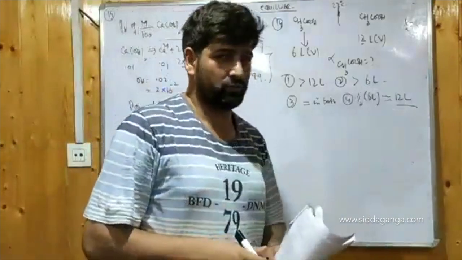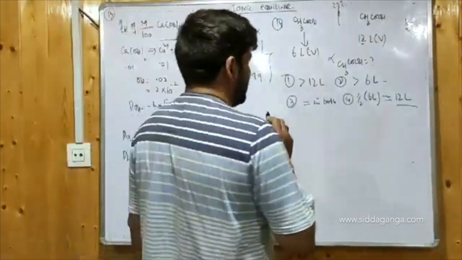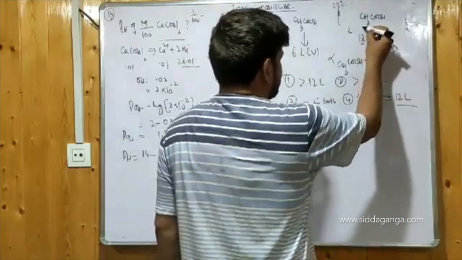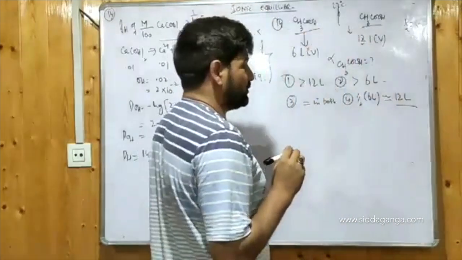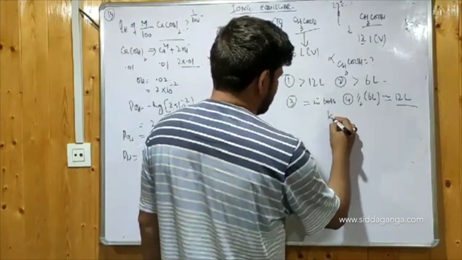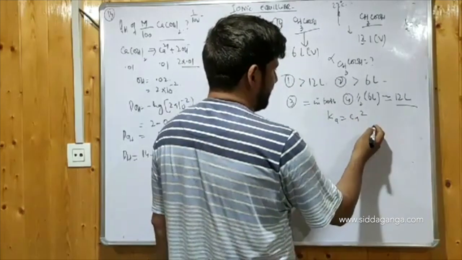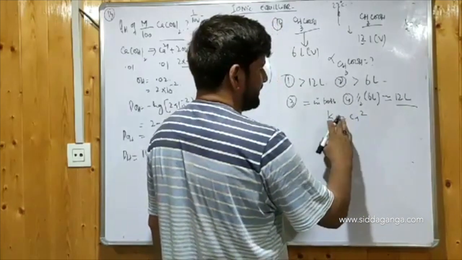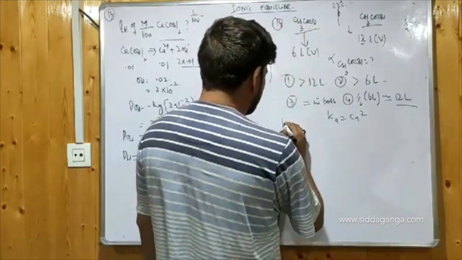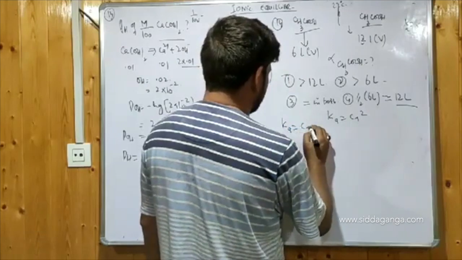So I am writing directly, quickly. Now children, naturally, this is a weak acid. What does Ostwald's dilution law tell us? Direct statement: Ka equals C alpha square divided by 1 minus alpha. Alpha with respect to 1 is negligible, so we can neglect it. So Ka equals C alpha square.